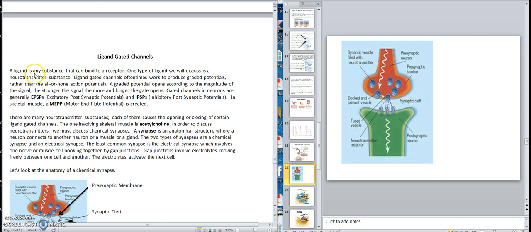So, a ligand is any substance that can bind to a receptor. It's a generic term. One type of ligand we will discuss is a neurotransmitter substance. Okay? That's a chemical.